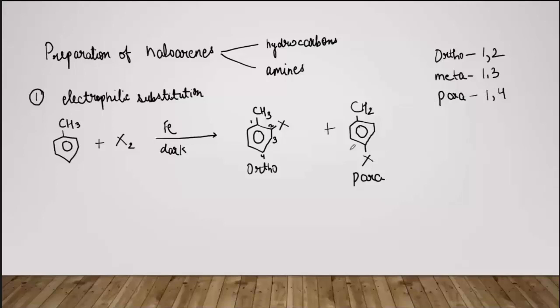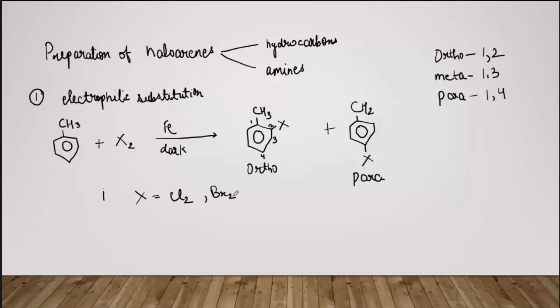Now, because we are getting two products, you must be thinking that they need to be separated. But because ortho and para isomers have a large difference in their melting points, this mixture is easily separable. You can use a simple method for separating it because of their large difference in melting points. Also, this reaction is only applicable for chlorine and bromine. This X will be either chlorine or bromine. It is not for fluorine and iodine.